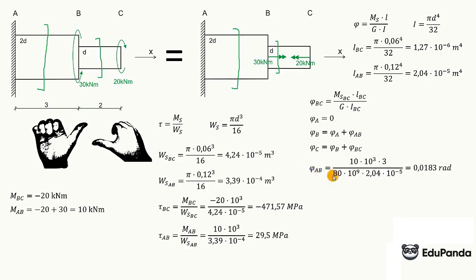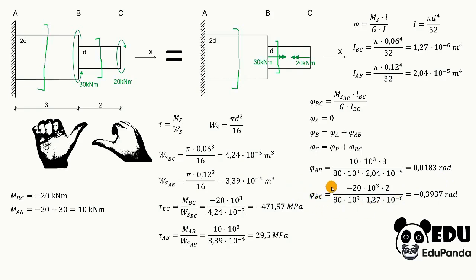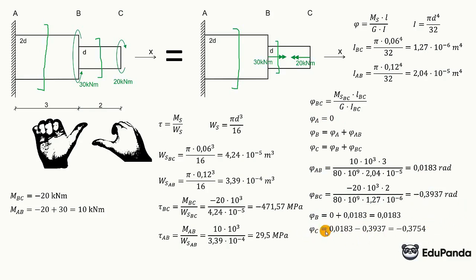Now let's calculate section AB. We substitute the torsional moment 10 times 10 to the third, the length of the section 3 meters, 80 times 10 to the 9th, which is 80 GPa, and 2.04 times 10 to the minus 5, the polar moment of inertia of section AB. The result comes out in radians. We do the same for section BC, substituting the appropriate values. The result comes out in radians. The twist angle of section A we have already mentioned. The twist angle of section B is 0 plus phi AB, which is this amount. And the twist angle of section C is phi B plus phi BC, which totals minus 0.3754 radians.